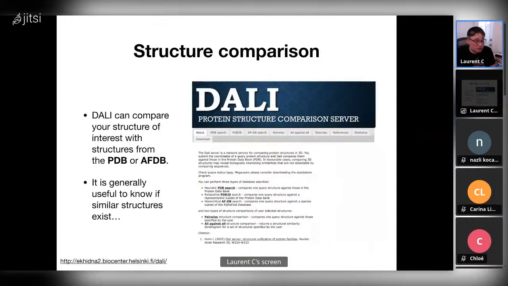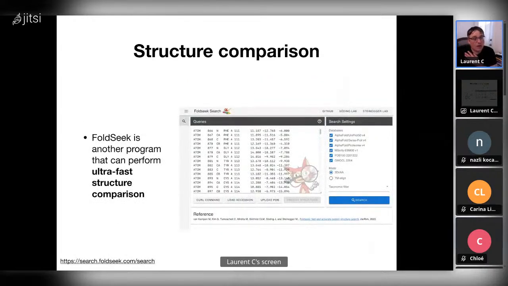Other things that are useful to know when using AlphaFold: you can do structure comparison and have a little more idea where these structures come from. Are there similar structures that exist, either other models or experimental structures? There are two programs that we use a lot to perform comparison. One is called DALI. It's an exhaustive 3D search. It takes time, but it typically generates very good results.